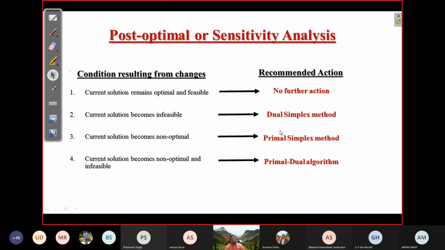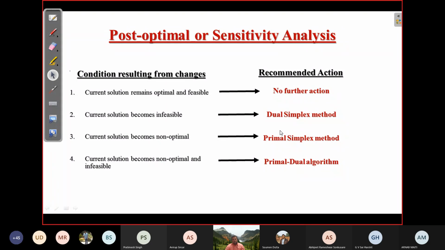Now, these are the 4 thumb rules, as we say, in the sensitivity analysis or post-optimal analysis. Why is it called post-optimal or sensitivity analysis? Because one thing is that you are given a problem, you apply simplex and get a solution. That is about finding the optimal solution. Now, after finding the optimal solution, you may be interested to know that if you change certain parameters of your given problem, then how your objective value and optimal solution is going to be affected. This is why it is called post-optimal analysis or sensitivity analysis, right?